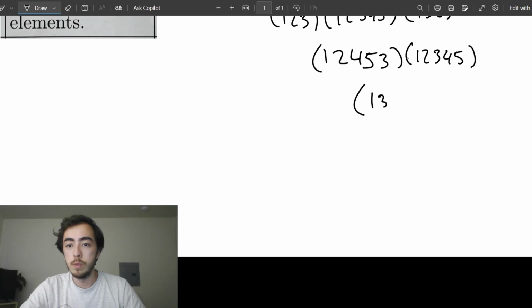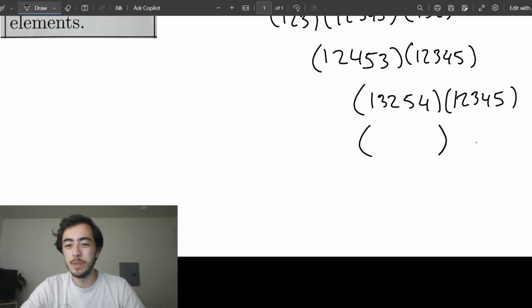3 goes to 1, which then goes to 2. 2 goes to 4, which is then 5. And then 5 goes to 3, which then is a 4. And then 4 goes to 5, which goes back to 1. Good. And then I composed this new one with 1, 2, 3, 4, 5 again.